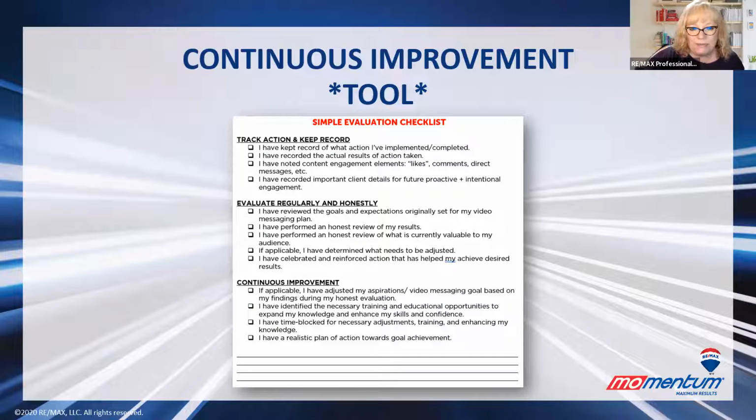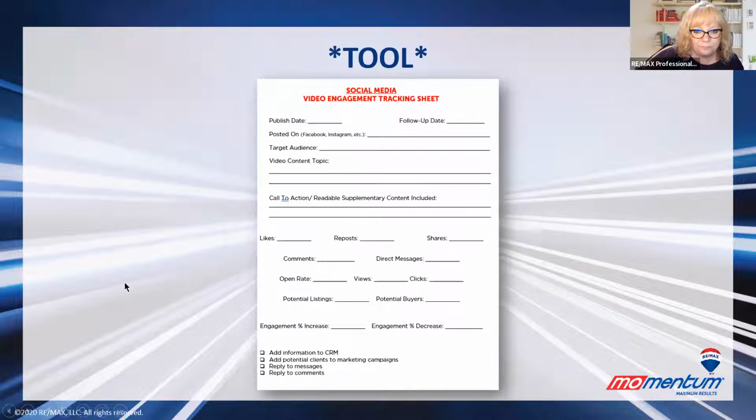So here's an evaluation checklist. Just like any momentum class, we talk about tracking and we give you the checklist. I'm not going to read all of this to you, but you have it in your materials. These are all the questions you want to ask yourself about tracking, evaluating regularly and honestly, and having continuous improvement. You could even do this with your accountability partner, to help each other fill this out. And this to me is a bit of a game changer, because what gets measured gets done, right? And how do we improve unless we're tracking that stuff?